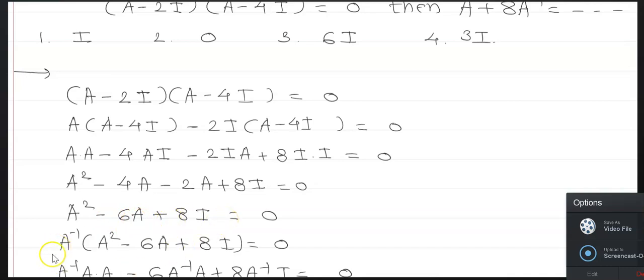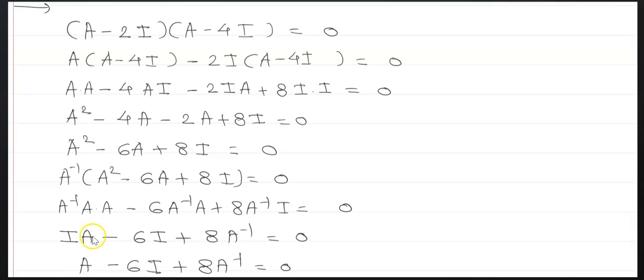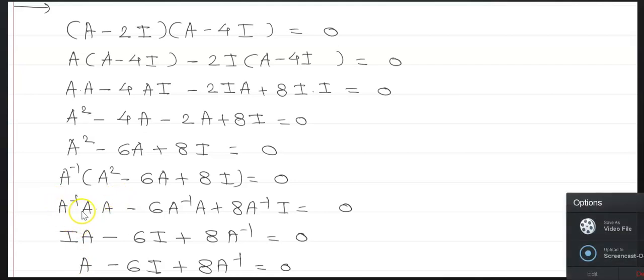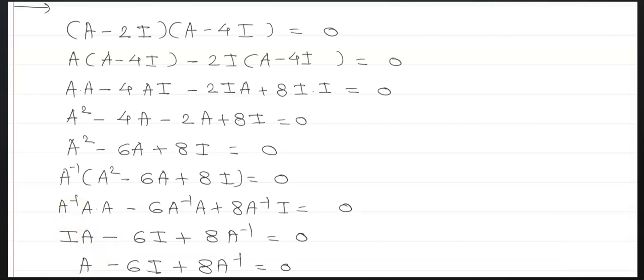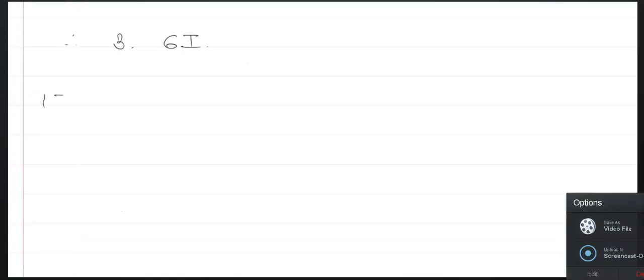Again multiply on both sides by A inverse. Therefore, you will get A inverse into A into A, minus 6 A inverse into A, plus 8 A inverse into I, that's equal to 0. And this is the I into A, minus 6I plus 8 into A inverse, and hence 6I is the answer.